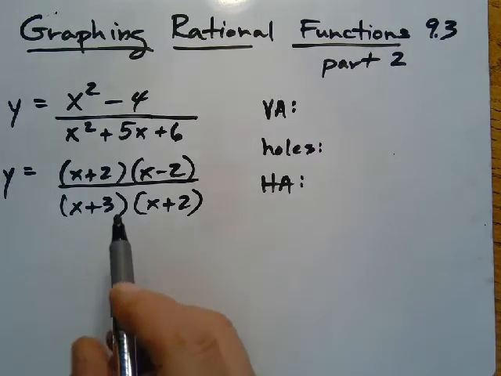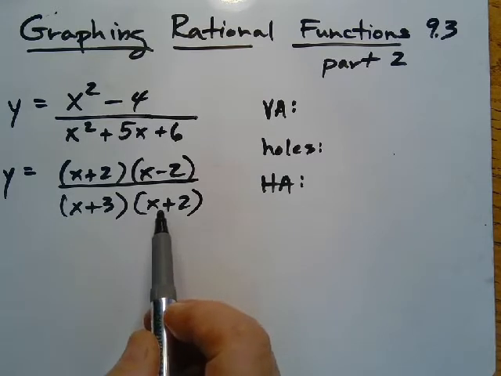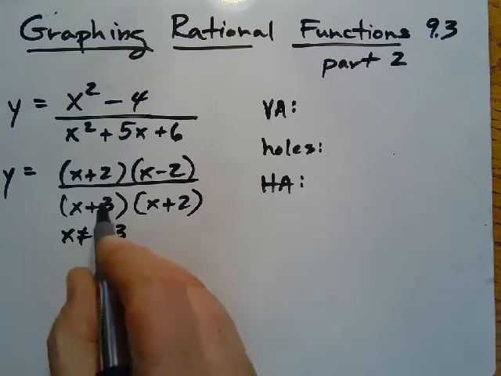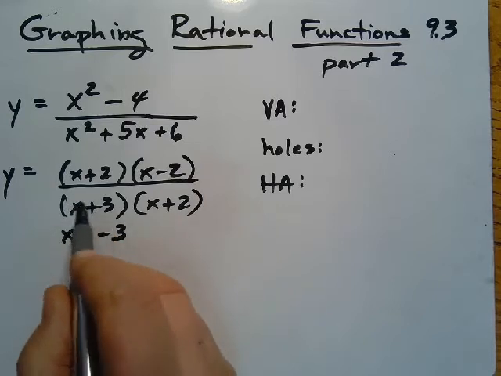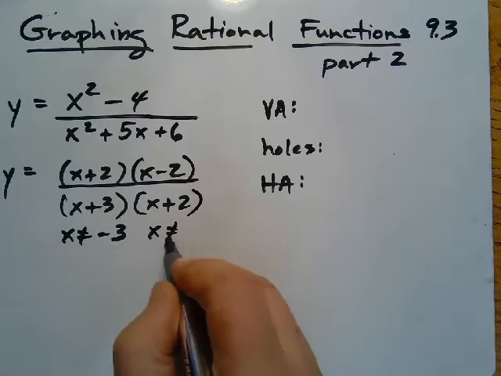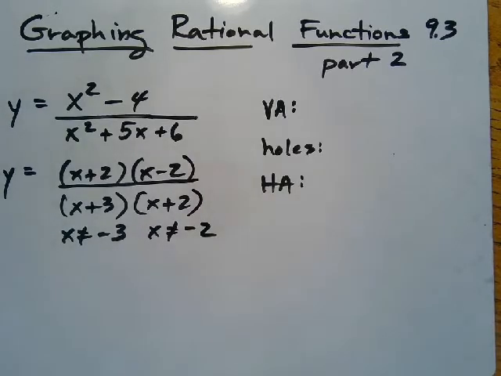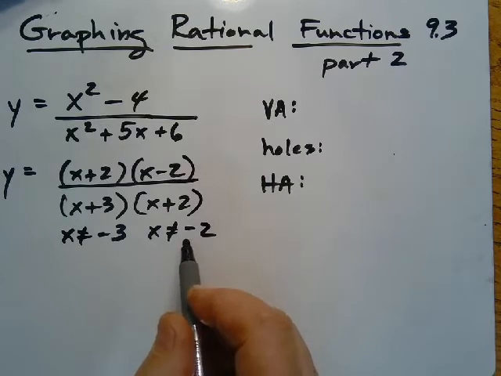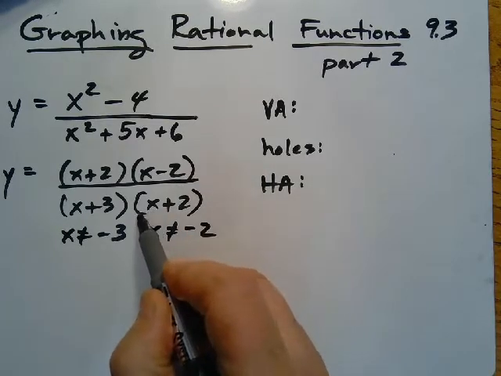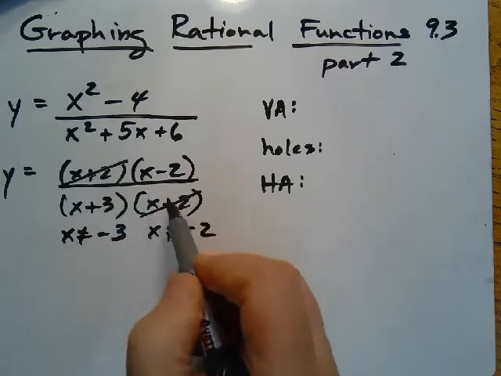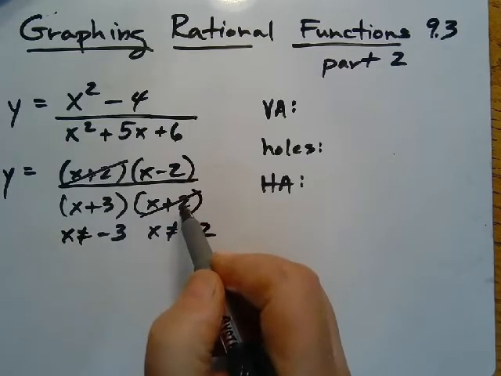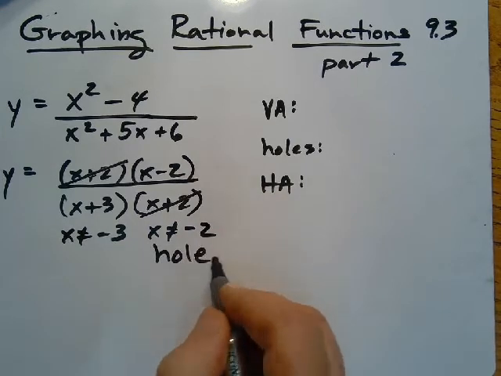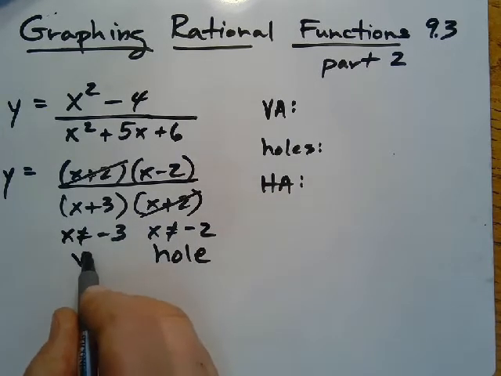There is our denominator. Now we have two different excluded values. x cannot be negative 3, otherwise this factor would be 0, and x cannot be negative 2. However, these are not both asymptotes, and I can tell that because the x plus 2's here are going to cancel. That means that this one, x plus 2, that factor, is telling us that this is actually a hole. And the other one is going to be a vertical asymptote.